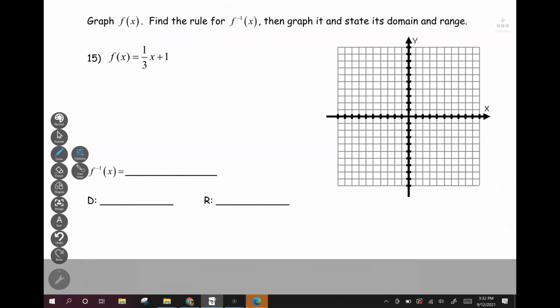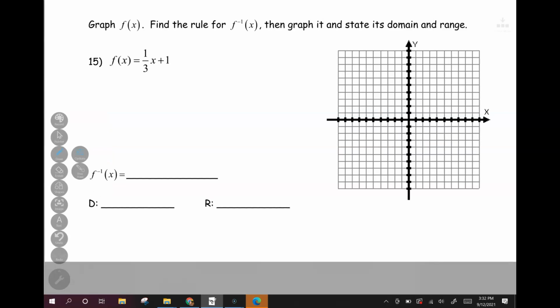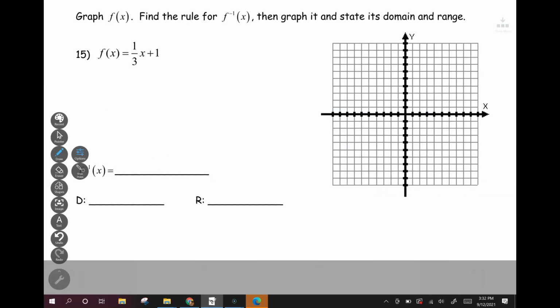All right, now let's graph f of x, find the rule for the inverse, graph it, and then get the domain and range. So we had some trouble with these. This is our new material, so make sure you practice this one. Graphing the line. Hopefully this doesn't cause us trouble. This is your y-intercept at +1 on the y-axis. The slope is 1/3, so you're going to go up 1 over 3, up 1 over 1, 2, 3. That gives you your next point. Okay, so here's my original function.